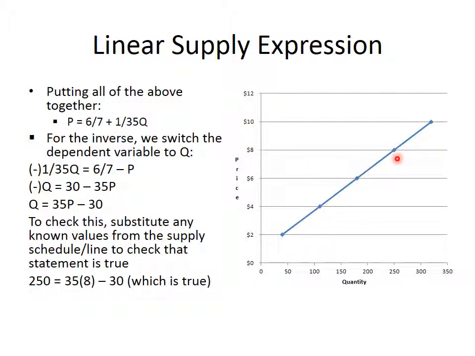The antecedent price for that from the supply schedule is $8, so I put that in for P, and I end up with 250 equals 35 times 8 minus 30. Is this statement true? In point of fact, this statement is true. And so our function is correct.